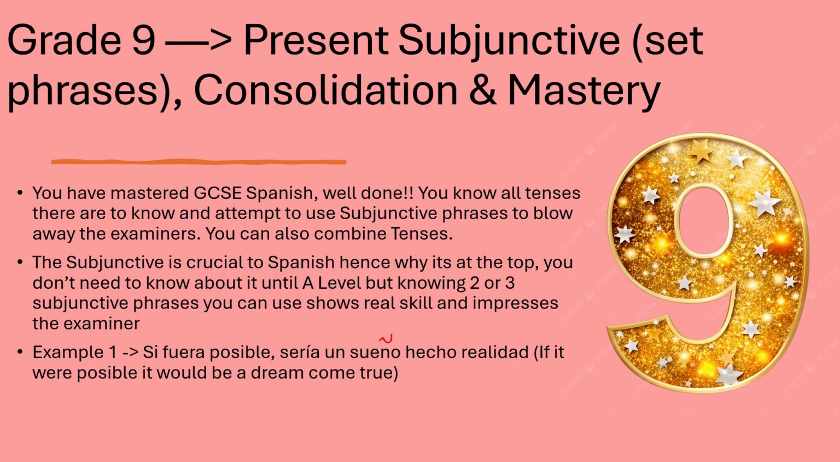The phrase there, si fuera posible, you could always use the conditional after si fuera posible. So si fuera posible plus sería. That's present subjunctive plus conditional, perfection. You've mastered GCSE, and this is what we're talking about when we're talking about the combinations. I'll also give you another example.